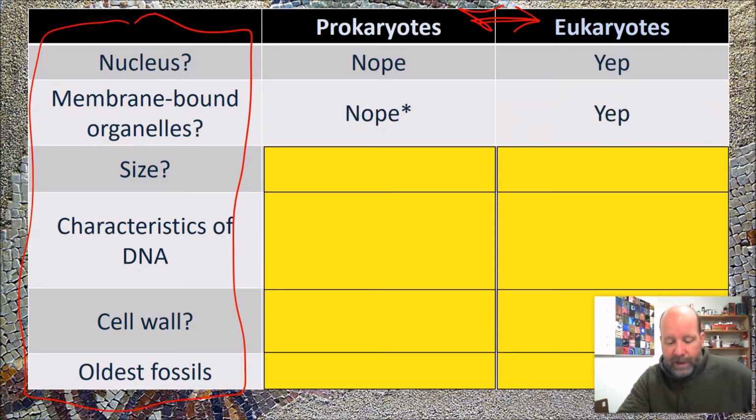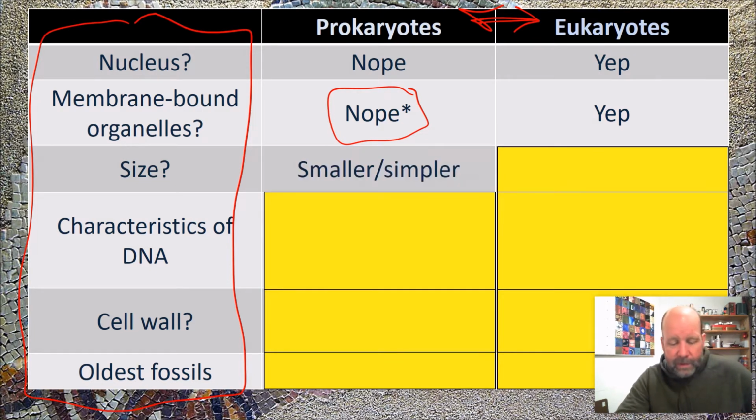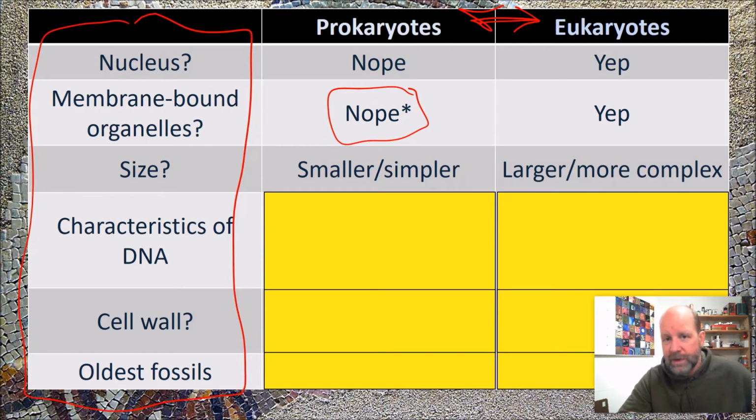Same thing with membrane-bound organelles. There are infoldings of membrane in some bacteria, but they are not true membrane-bound organelles. They are continuous with the outside of the cell. It's just infoldings. These are much, much smaller, tiny compared to eukaryotic cells, much simpler also.